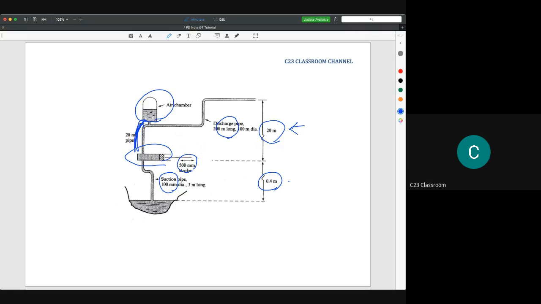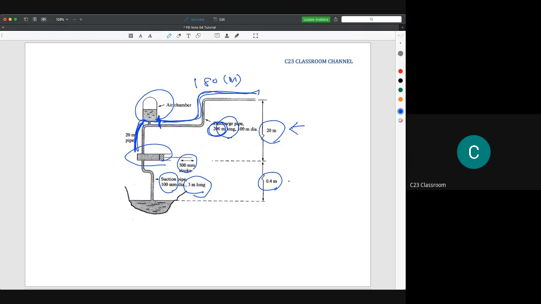It's given in the question, and the rest here is the distance after the air chamber. For example, we have 200 meters here, so the length from here to here is around 180 meters. You could imagine that the length of the suction is quite short, only 3 meters long, and the length of the delivery pipe here is around 200 meters, which is quite long.